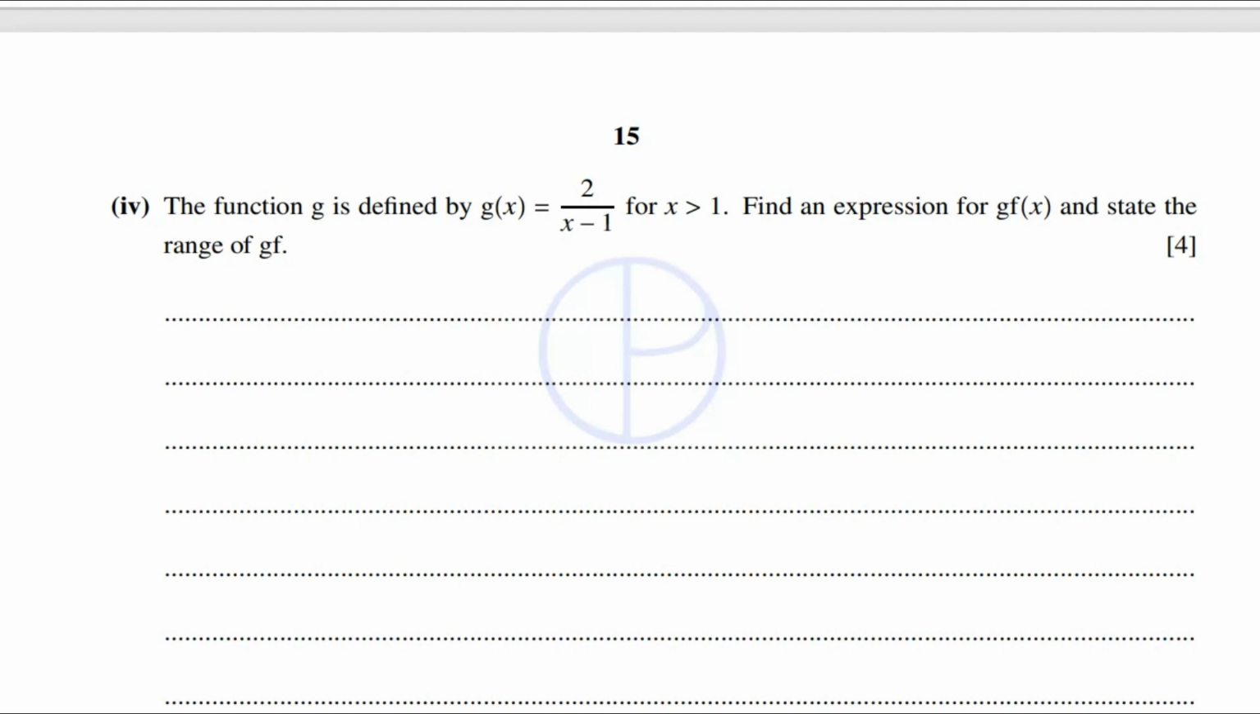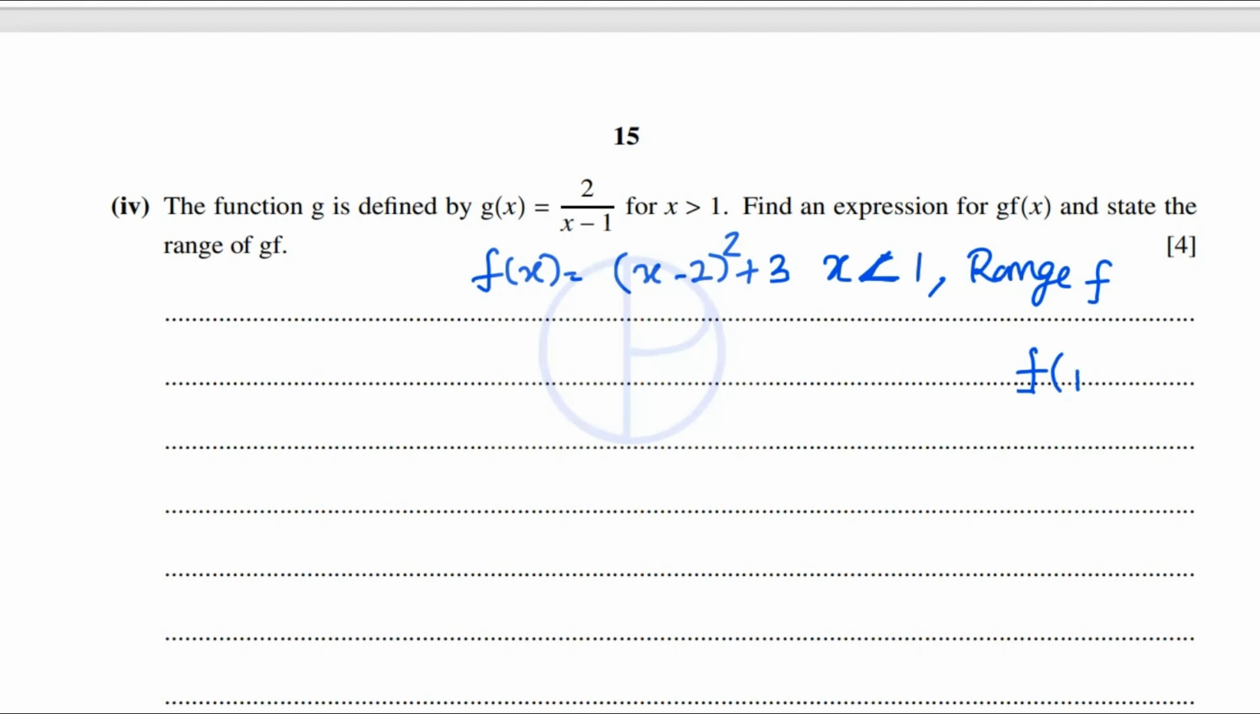Okay, and what is f of x? f of x is x minus 2 the whole square plus 3 for x less than 1. Okay, x less than 1 is the domain, and what is the range? When you substitute x less than 1, so let's take x as 1, you'll get 4. f of 1 will be 4.